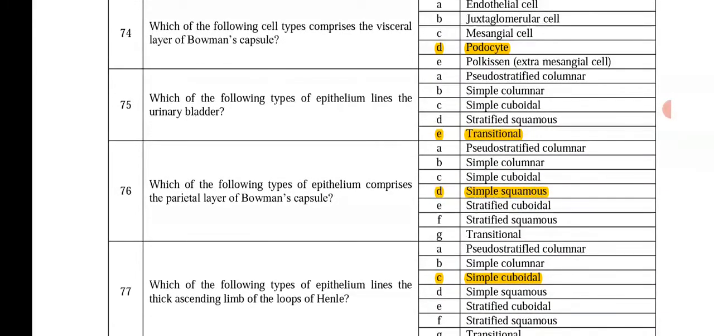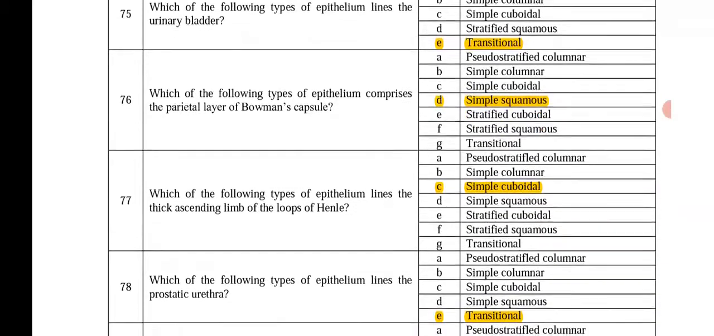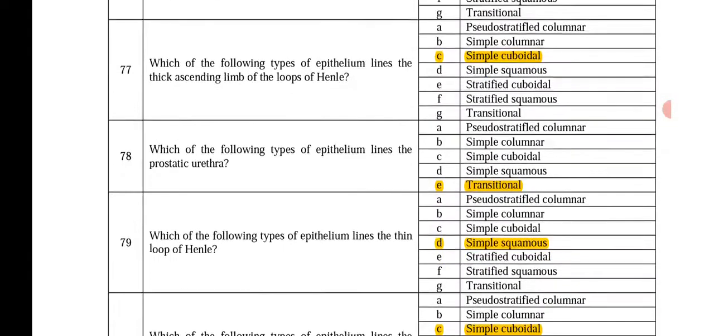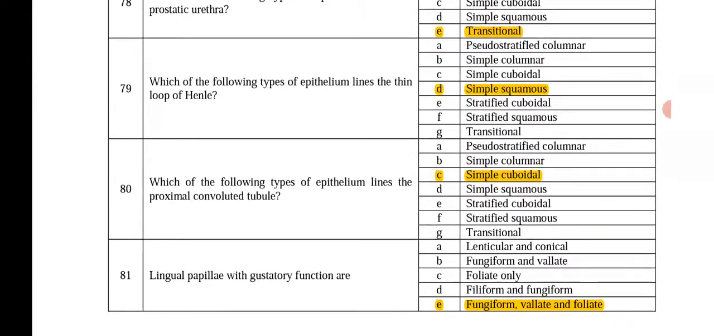Simple squamous epithelium. Which of the following types of epithelium lines the thick ascending loop of Henle? The simple cuboidal epithelium. Which of the following types of epithelium lines the prostatic urethra? Transitional. Which of the following epithelium lines the thin limb of Henle? Simple squamous epithelium. Which of the following epithelium lines the proximal convoluted tubules?